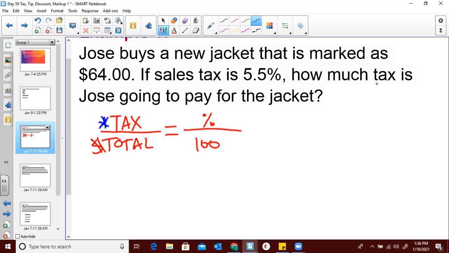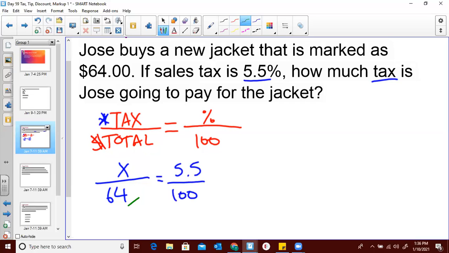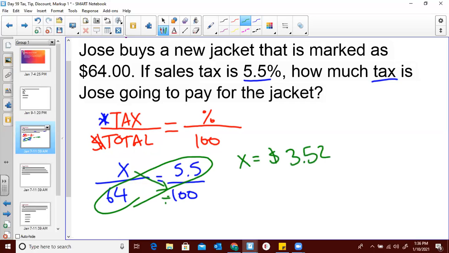In this case, it's going to be tax. So when I start filling this in, I'll put an X in for my tax, 64 for my total. We said my percent was 5.5, and percents are always over 100. Then we're going to cross multiply the numbers that we can and divide by X's partner. Remember, X's partner is diagonal across. And when we do that, X is going to equal $3.52.